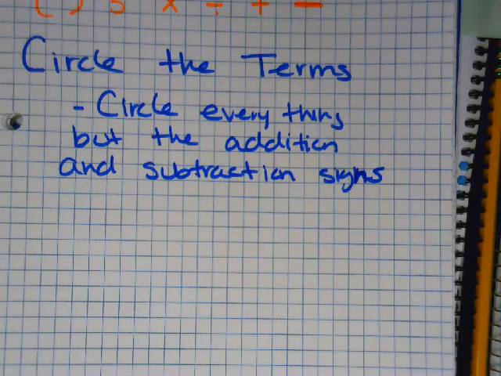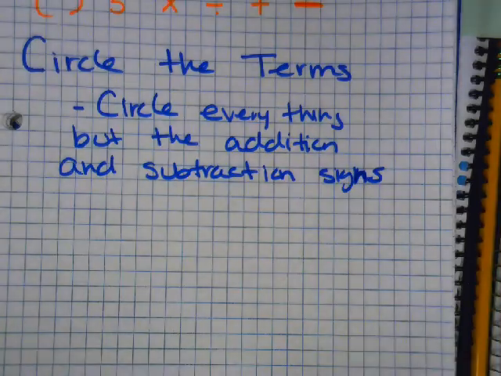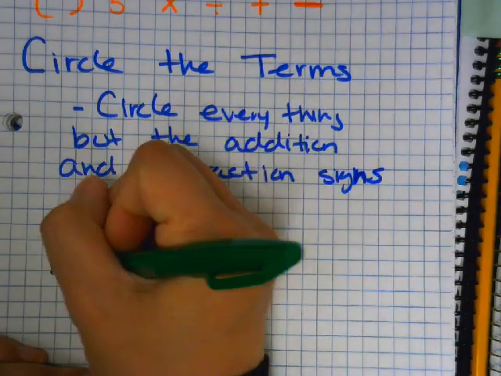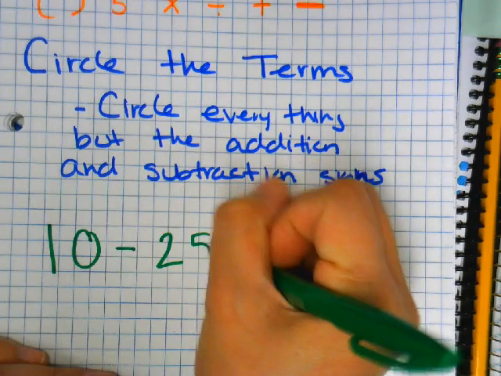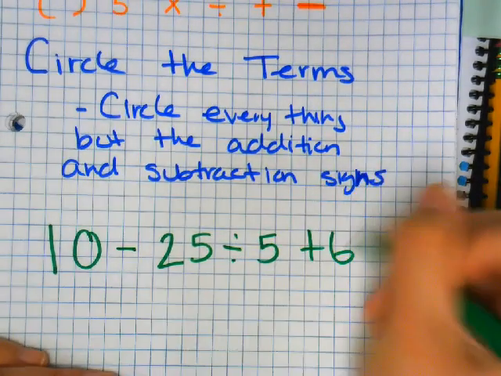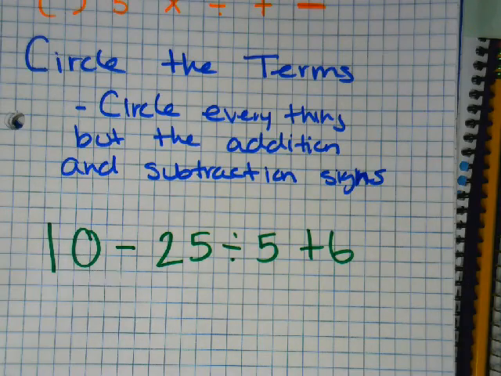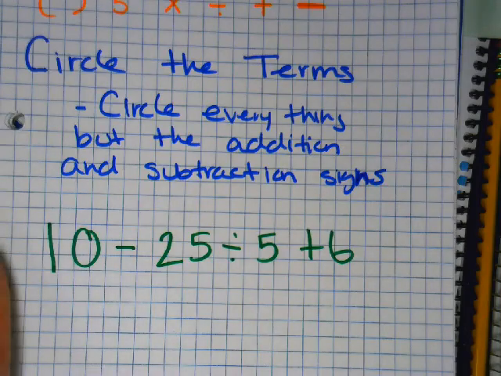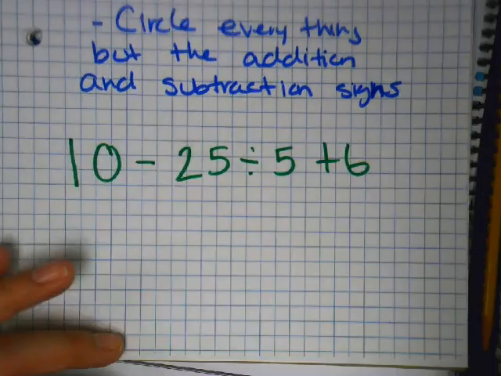Is this like a problem, or it's just to help you understand? This will help you understand what terms are, because in algebra, you will identify how many terms a problem has. So, for example, it goes with order of operations. If I have 10 minus 25 divided by 5 plus 6. So, this is another way of doing PEMDAS. In algebra, they'll ask you, how many terms does this problem have? How many terms do you think this problem has?